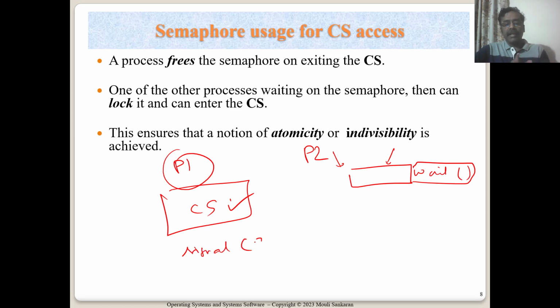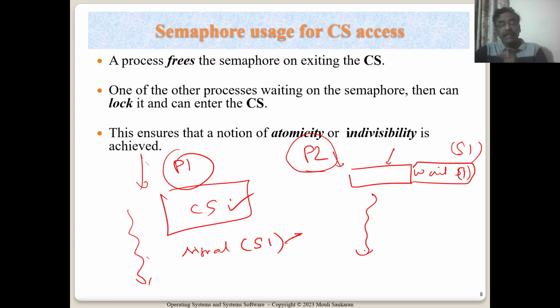Let me say S1 is the semaphore. I am signaling semaphore S1. This is done by the process P1. It is going to be indirectly impacting the other process P2, which is waiting on S1. So something happening in one process is impacting another process. When I say impacting, it was in a blocked state, waiting on the semaphore.